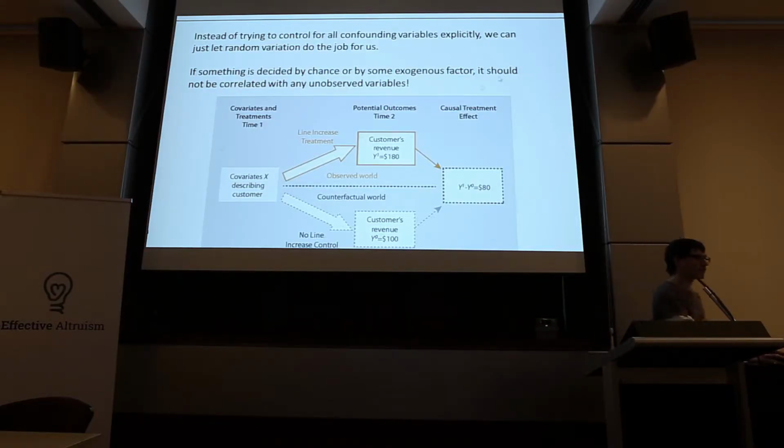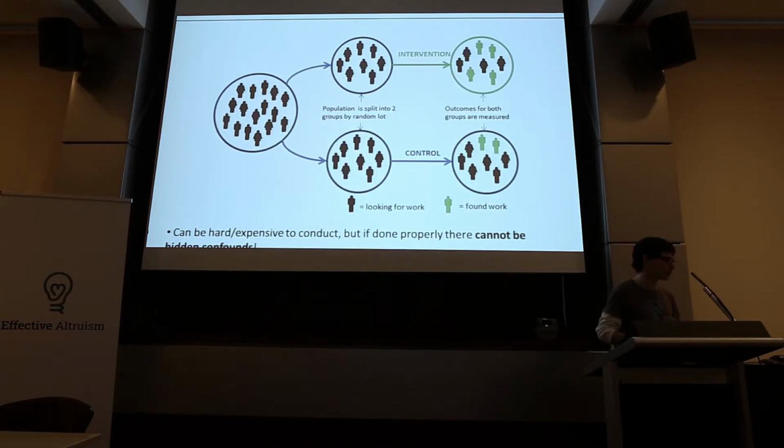So instead of doing what we do in a linear regression, where we try to add controlling variables and see what the relationship is between each variable and our dependent variable, we just try to let random variation do all the hard work for us. So basically, this is the approach of the randomized controlled trial. We'll come back to that.